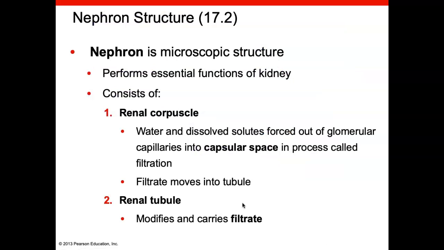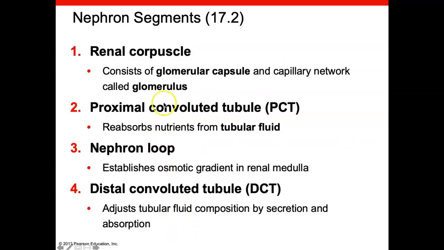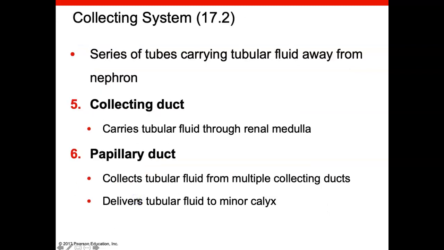The nephron is microscopic, and it consists of the renal corpuscle, which is the filtering unit. Inside the renal corpuscle is the glomerulus, or the capillaries, and kind of a little cup that the filtrate, the substances come out of the blood and into the tubule, and they become what is called the filtrate. And then the tubule will modify and carry the filtrate. So be able to identify the renal corpuscle, the PCT, the nephron loop, and the DCT.